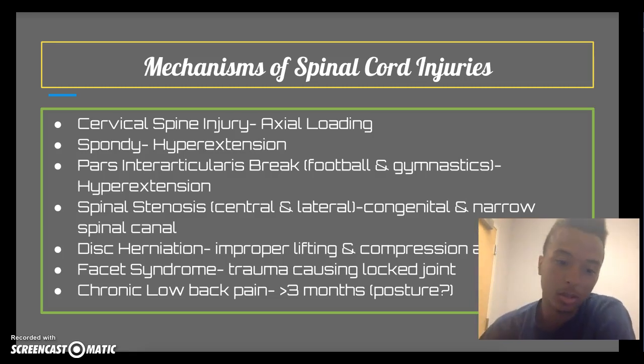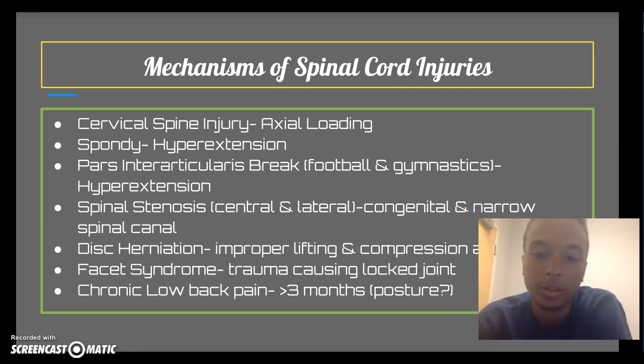We have spinal stenosis, either central or lateral. It usually comes from either congenital narrowing of the spinal canal, so basically you pass it down from generation to generation, or from hypertrophied facets or ligaments narrowing the spinal canal. We also have disc herniations that can happen from hyperflexion or improper lifting and compression and rotation forces. We have our facet syndrome, which happens through direct trauma to the facets, causing a locked joint, meaning the facets are basically clamped together and you can't really move it.